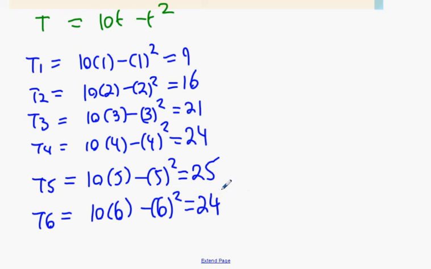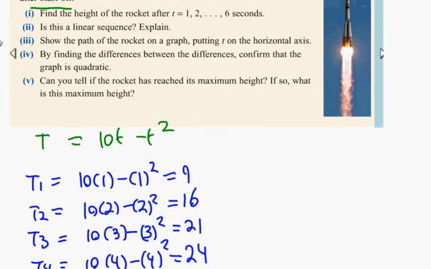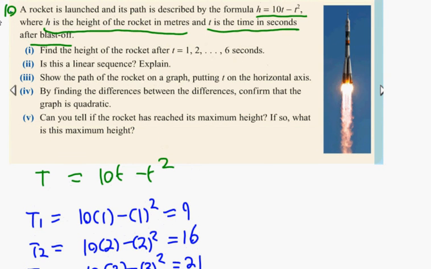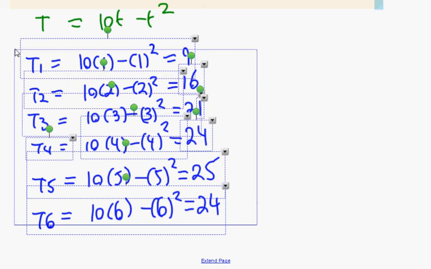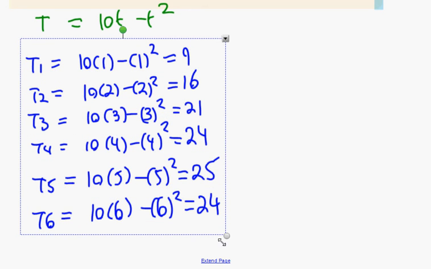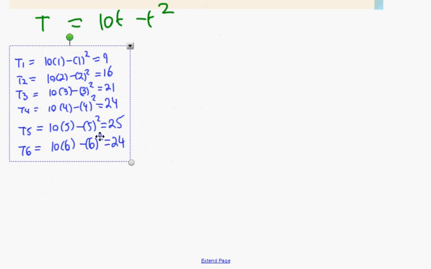24. Now guys, look at this. Does it tell me to draw a graph? Okay. Show the path of the rocket on a graph, okay? Now, T1 means the distance you travelled after 1 second. T2, 2 seconds. And T6, how high were you after 6 seconds, okay? So, we put that together and we just bring it over here for seconds.